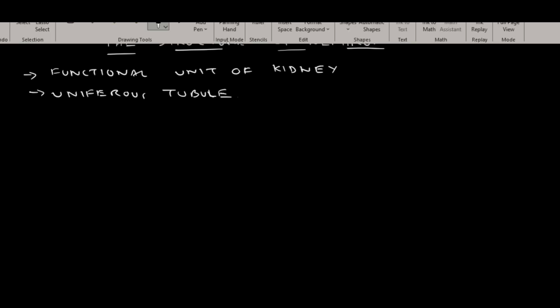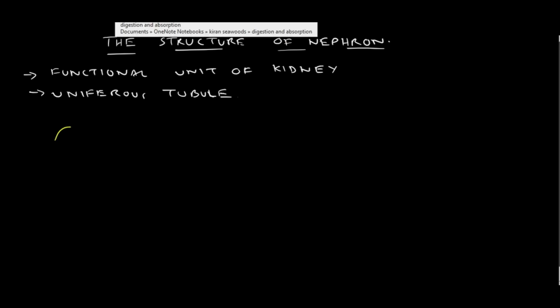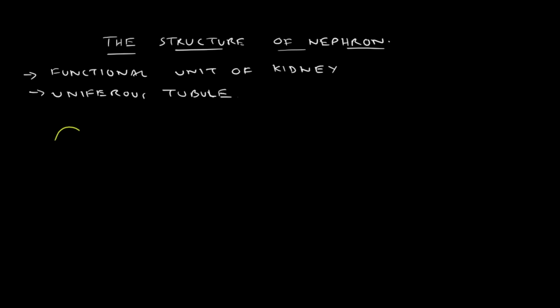So I'm going to draw one by one. The first part is a cup-like structure, and this structure is known as Bowman's capsule.